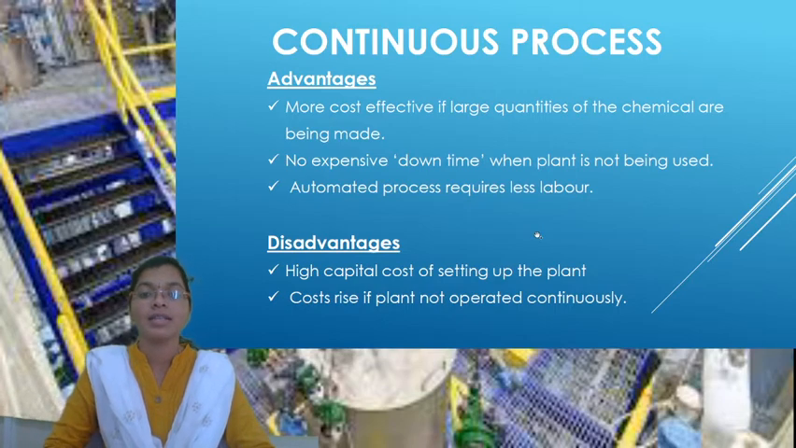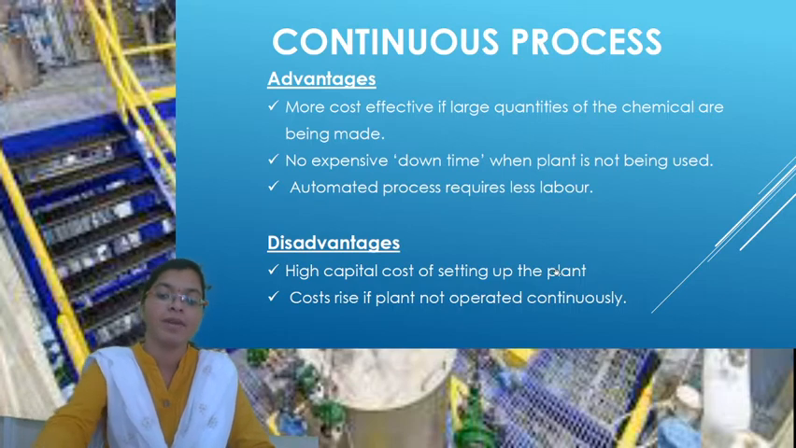So the main disadvantage of continuous processes is while installing and constructing that particular process, it is more expensive, that is, a high capital cost of setting up the plant, and the cost rises if the plant is not operated continuously. And if we shut down the process, then the entire electrical systems are gone, and the servicing cost will be more. These are the two main disadvantages, but rather than the batch process, continuous process is very preferable.